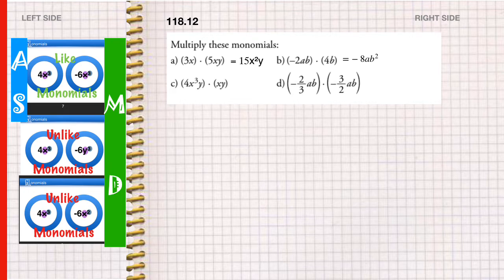C. 4x cubed y times xy equals 4 times x cubed times x, x to the power of 4, y times y, y squared. D. Negative 2 over 3 ab times negative 3 over 2 ab equals 6a squared b squared over 6, and don't forget to simplify. A squared b squared.